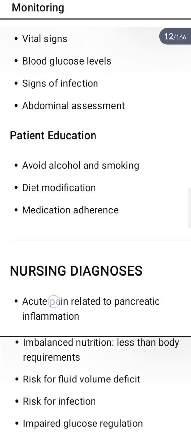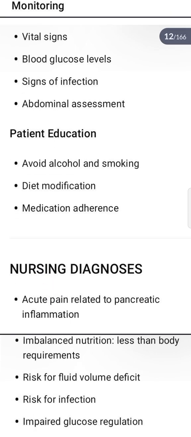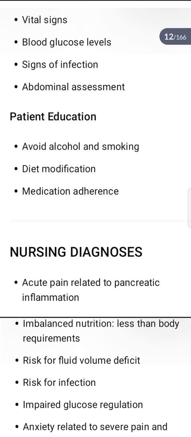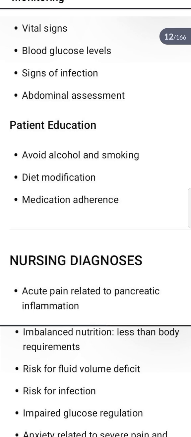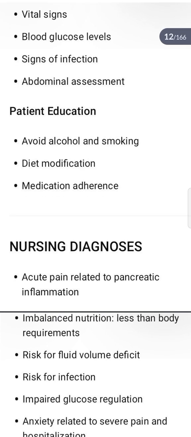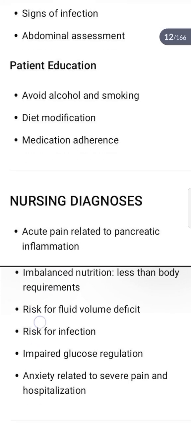Abdominal assessment. Now we are having patient education. We have to avoid alcohol and smoking. We have to tell the patient to quit it. Diet modification will be there, meaning that only the fat diet should be avoided. Medication adherence should be strict.